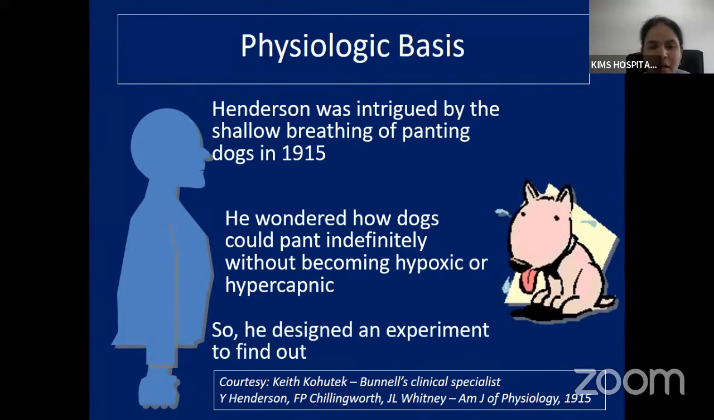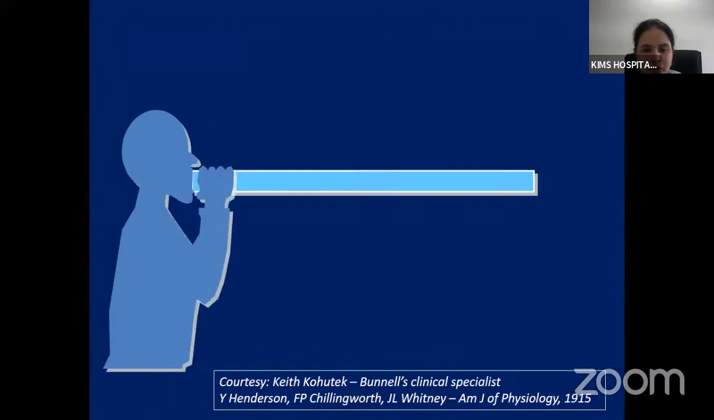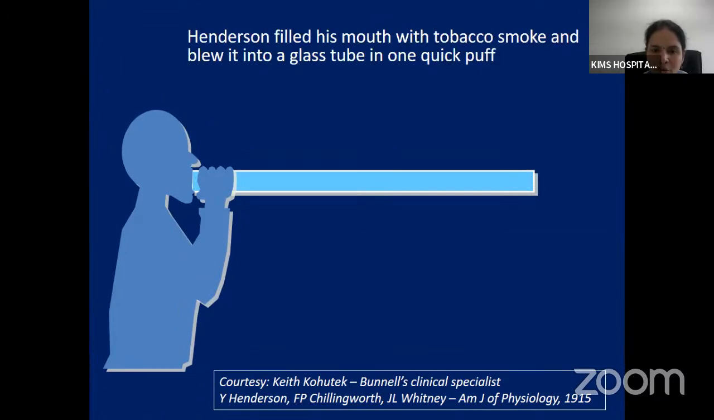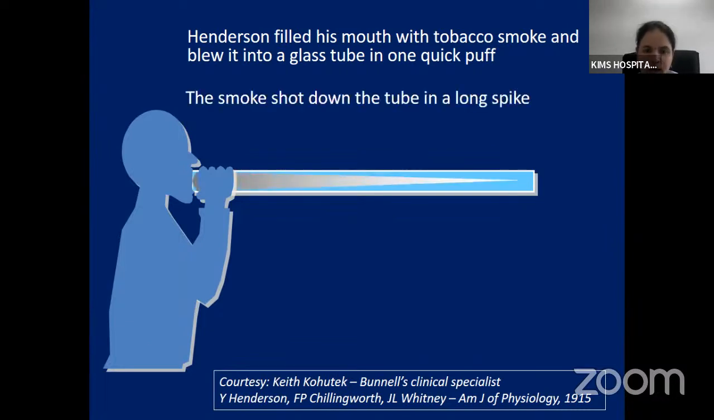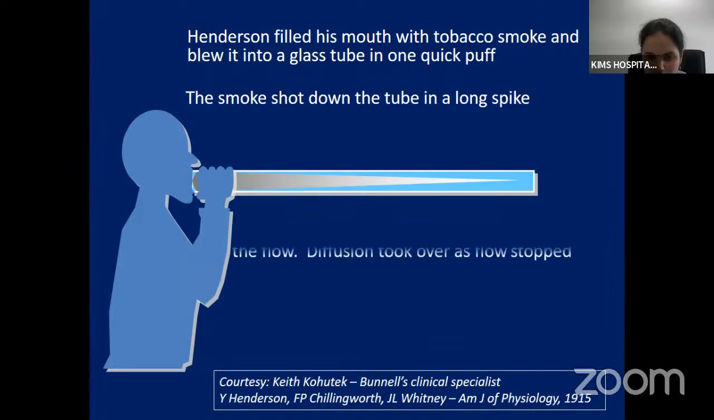This thought gave way to an experiment that ultimately helped us to discover something called flow streaming, which paved the principle for high frequency ventilation. It was found that when one blows smoke into a hollow, cylindrical glass tube in one quick puff, the tobacco smoke shot down the tube in a long spike. This gas effectively did not disperse or mix with the rest of the gas present within the tube.